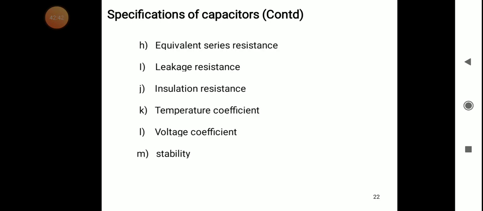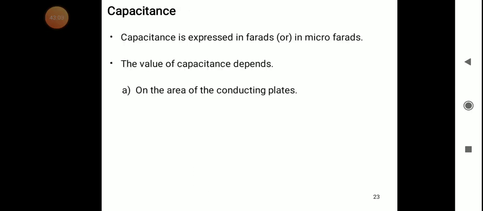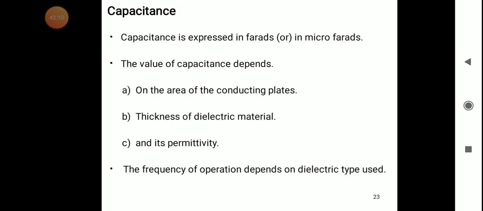Another one is the voltage coefficient: if you apply voltage, how much it withstands, and whether the capacitance value is changing or is uniform for different voltages, is given by the voltage coefficient. And the last one is the stability of the capacitor. We also need to consider the stability of the capacitor.